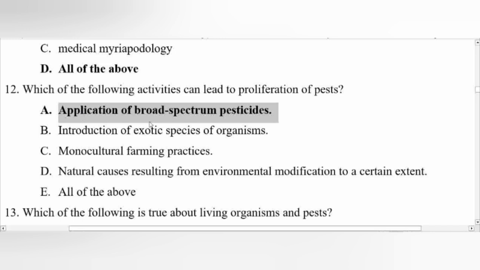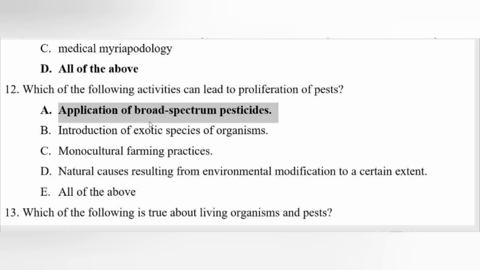What does it mean? Broad spectrum pesticides are the ones that are not targeted at specific organisms. So when they are applied, let's say with the purpose of killing insects, they can also kill plants. They can also kill snails and other organisms in the wild, or the community where the chemical is being sprayed or used.